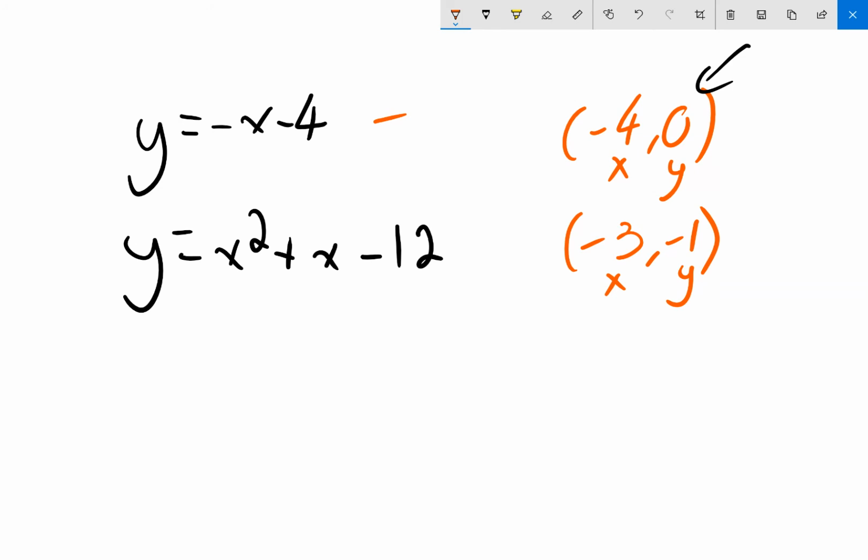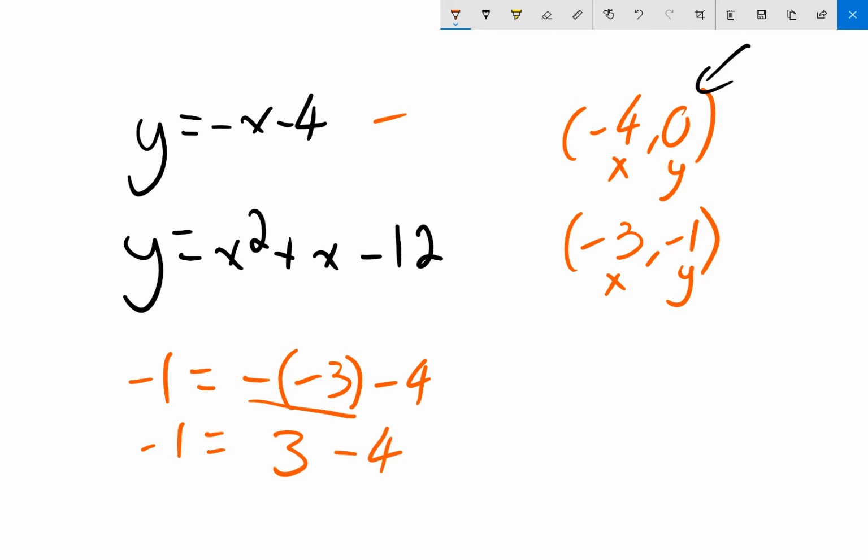So y is -1, so we'll use -1 equals -x minus 4. So that's -(-3) minus 4. So -1 equals, now -(-3) makes a +3, and then minus 4. And 3 minus 4 is -1. So that first equation checks out.